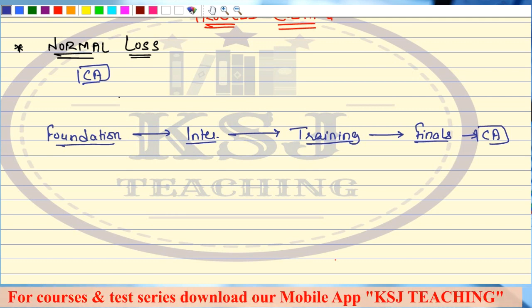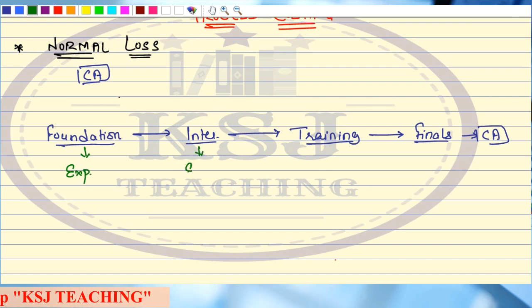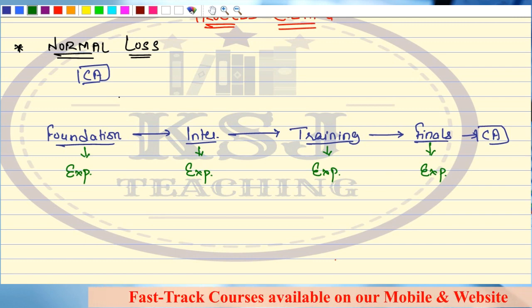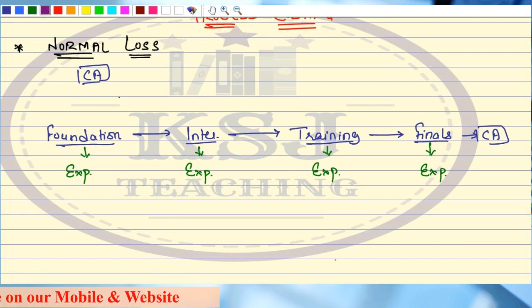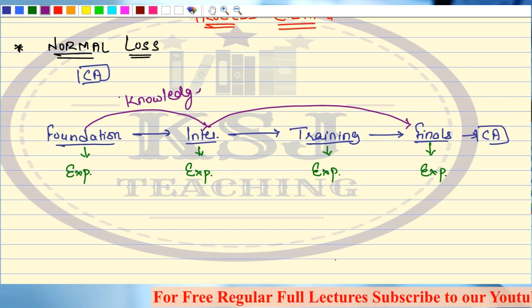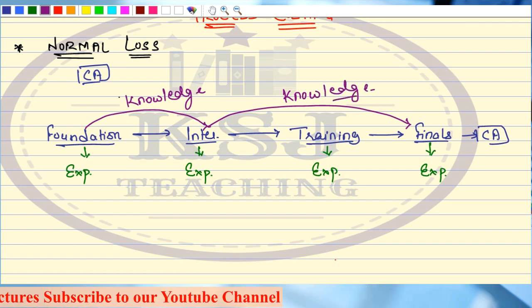And we discussed that you have to incur various expenditures at all the levels. Every process involves some expenditure, but at the same time, every process involves an output which is transferred to the next process. And in this case, from foundation to inter, from inter to final, you will carry the knowledge. That will be the output of one process, that will become the input of the next process. So this is what we discussed, right?